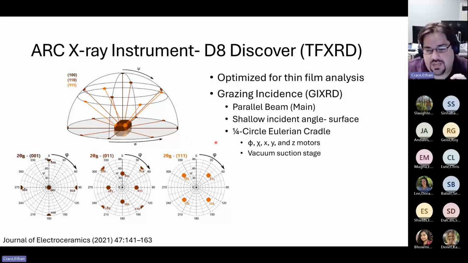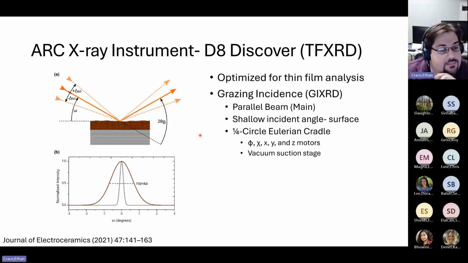And for this stage, again, because it's meant for thin films, there's a vacuum suction stage to attach your substrate to this holder. Because of the way this instrument is set up, it's also very good for measuring texture on your film, so you can help see how well your film has been put down by looking at the full width of half max of all your peaks. So if you're interested in strain or texture, this is a good instrument to use.